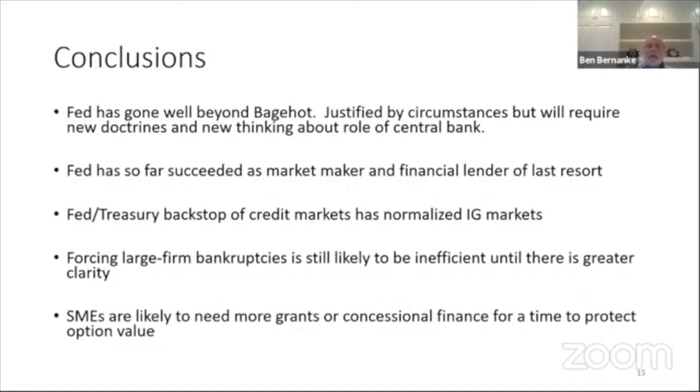I still think, and I agree with the authors, that there are still some tough questions about what's optimal in terms of preserving the continuation value of both large and small firms. My assessment, without much evidence, is that forcing large firm bankruptcies too quickly could be inefficient until there's at least somewhat more clarity about the course of the virus, whether a vaccine occurs, and what the new economy is going to look like. I'm very much in agreement with them that SMEs need more help.